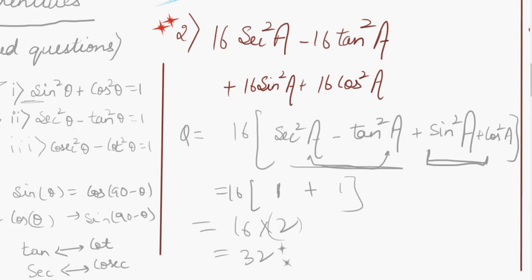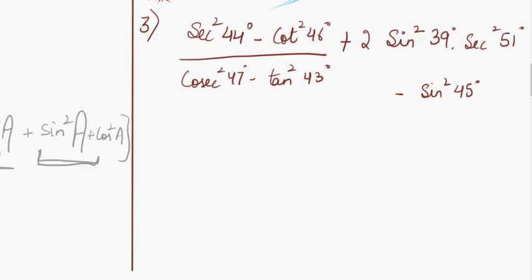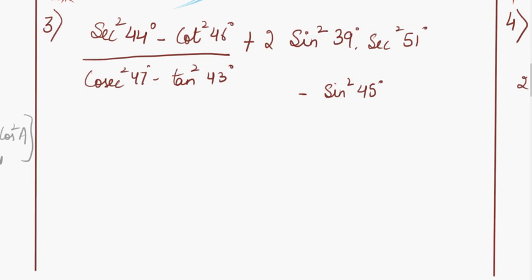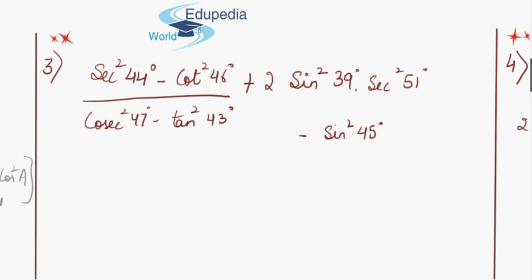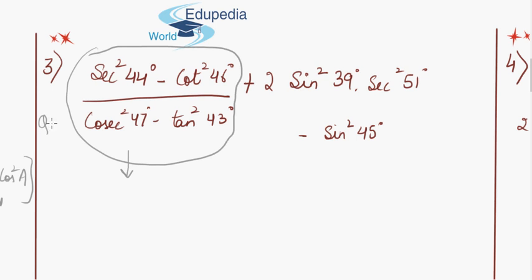So the answer is 32. Let us check the third question. The question says, well, it's a very long question. Let us first solve this part. Let it be denoted by Q.